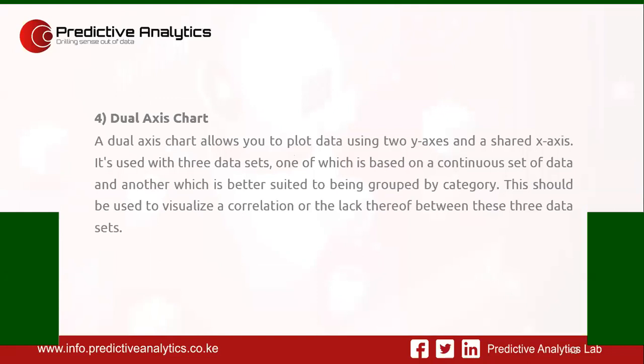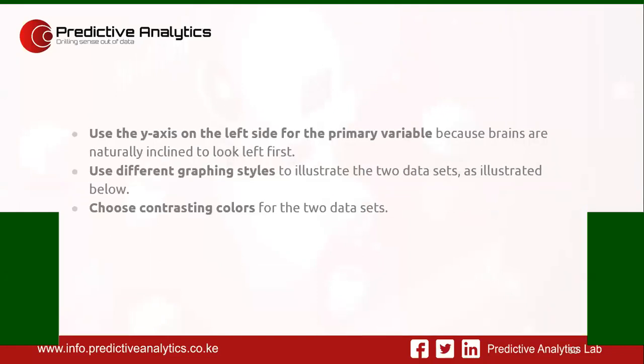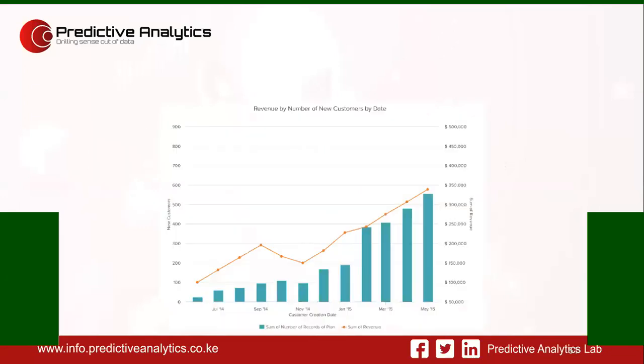So best practices for a dual axis. Use the y-axis on the left side for the primary variable because brains are naturally inclined to look at the left first. So left, primary variable. Use different graphing styles to illustrate the 2 data sets as illustrated below. Choose contrasting colors for the two data sets. So this is an example.